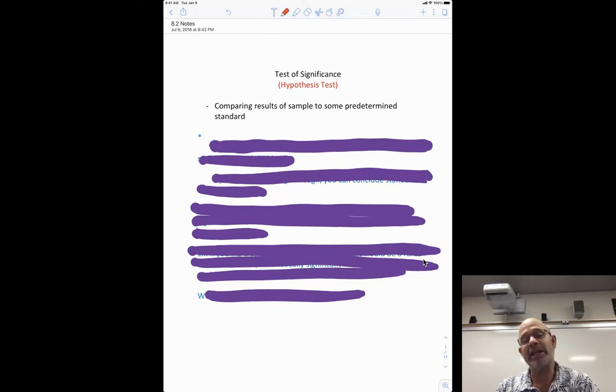Sometimes we call it a test of significance. Sometimes we call it a hypothesis test. It's the same thing. The idea is very simple. We think something to be true about the population. So once we pick that thing, whatever we think is true, then we're going to take a sample and we're going to test our sample against what we think. So you can see here on my screen, comparing the results of a sample to some predetermined standard.